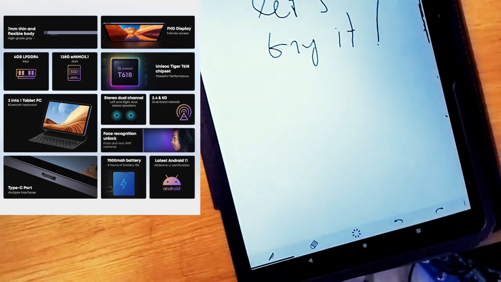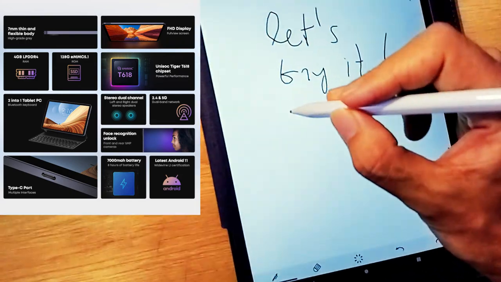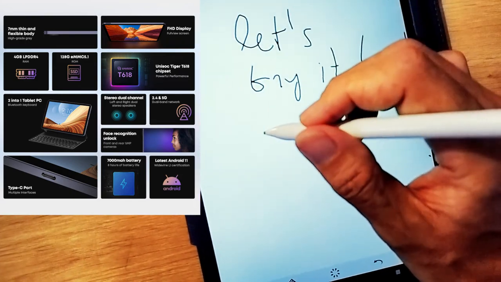Okay, so I think it's not bad, but the best were the Samsung and the Xiaomi.